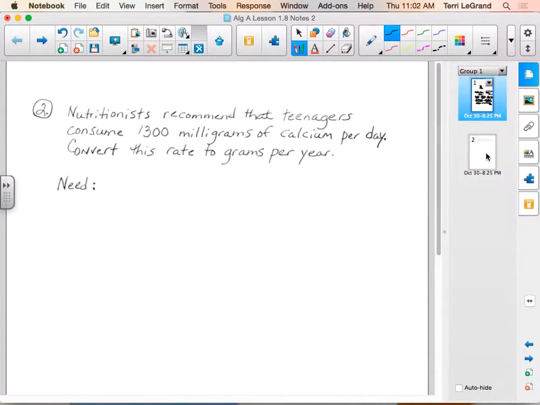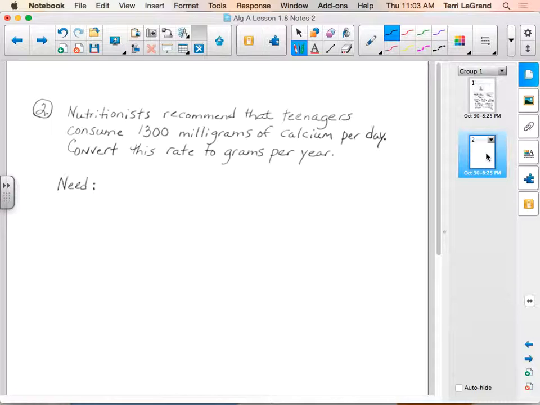Okay, let's try one more. We have nutritionists who recommend that teenagers, that would be you guys, not me, consume 1,300 milligrams of calcium per day. You think you guys are doing that? 1,300 milligrams. So when you drink that carton of milk at lunch today, see how many milligrams of calcium are in it, okay?